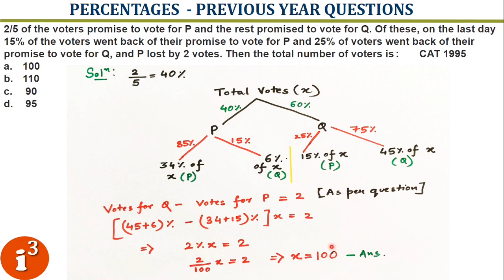Out of these 100 votes, 51% finally voted for Q and 49% finally voted for P. So P lost by 2 votes. So the total number of votes was 100, and the answer will be option A. This is also easy. So let's see the next question.